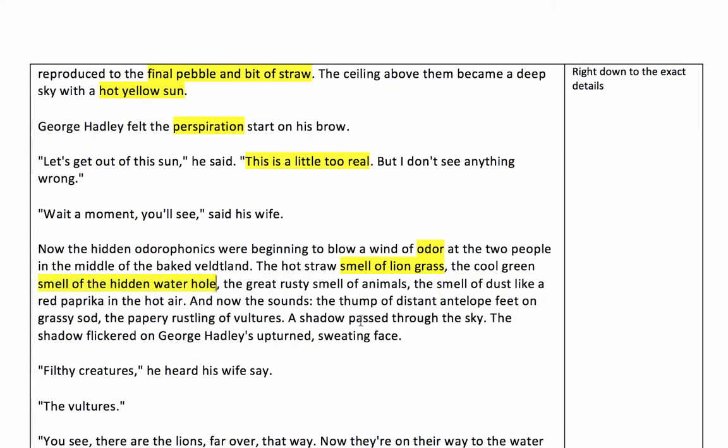Then we even see vultures flying around. Besides smell, you actually have what? Sounds, right? That's what they say. So you have the thump of distant antelope, then the rustling of vultures. It's a good text, by the way, guys, if you want to pick up vocabulary for learning those five senses. So now you've got the smell and sound of the Veldt.